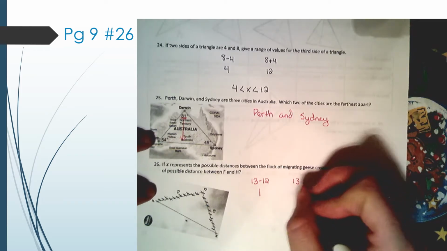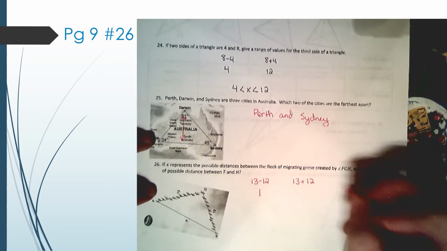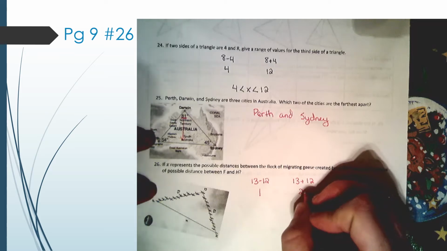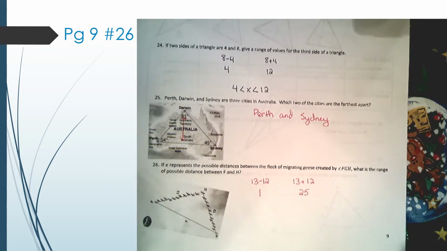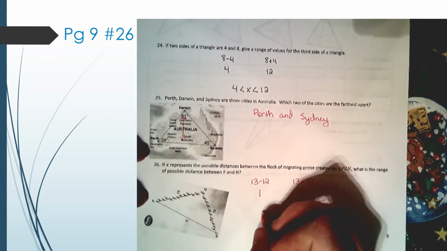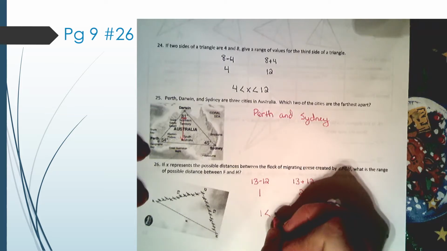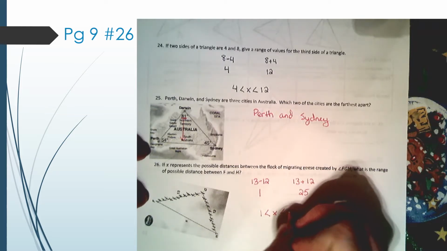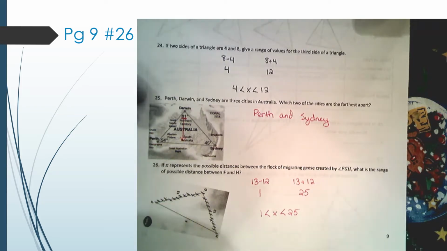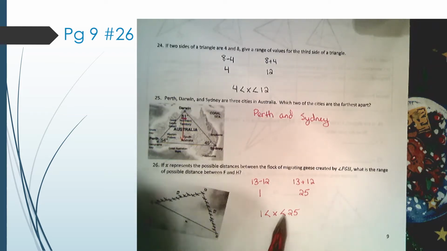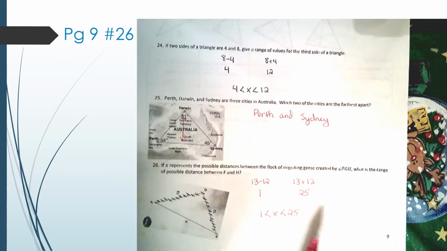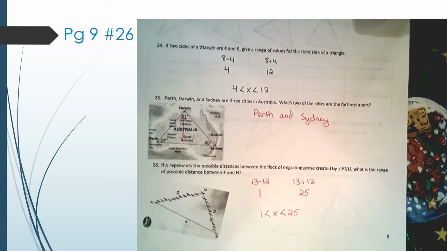Then I want to also add them together. So 13 plus 12, and that equals 25. So I am going to have an inequality, or a range, of 1 less than x less than 25. So this side length has to be a number in between 1 and 25.